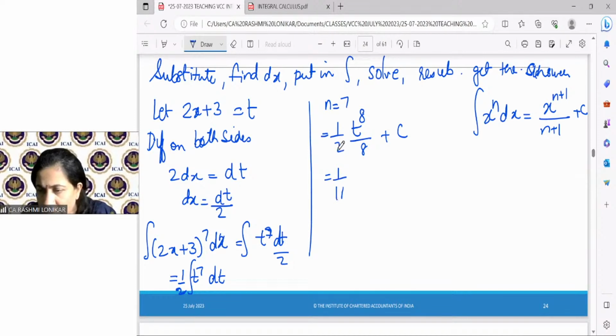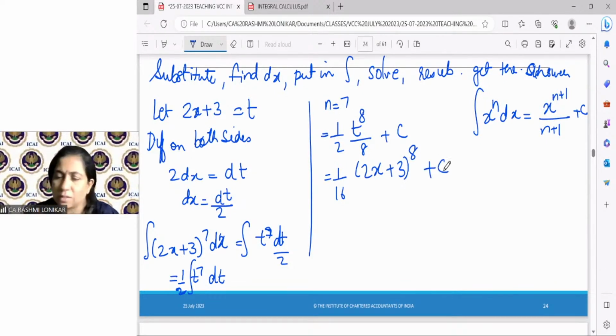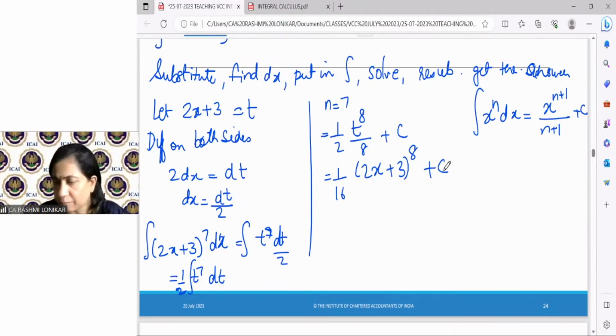Where did I get this 16? 2 into 8. What is t? 2x plus 3 raised to 8 plus c. Okay.